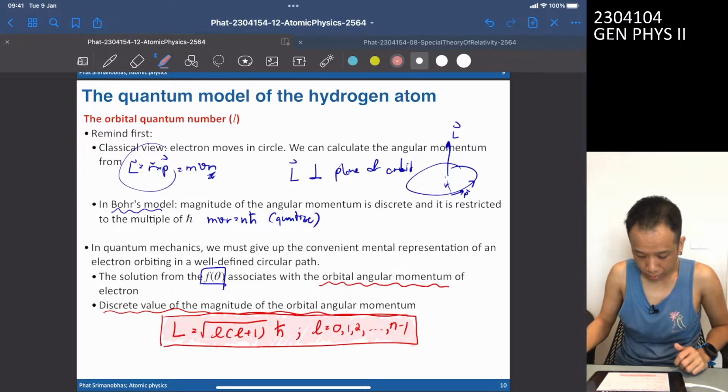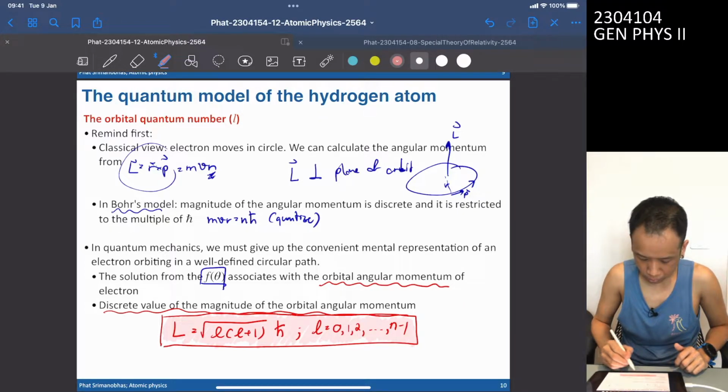So you can see that if l equals 0, you're going to have 0 times 1, so the angular momentum becomes 0. Yep, that's correct.